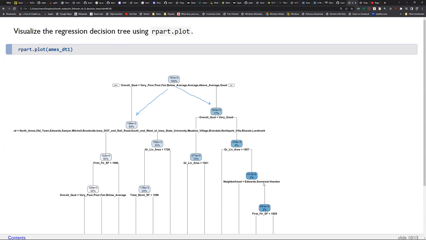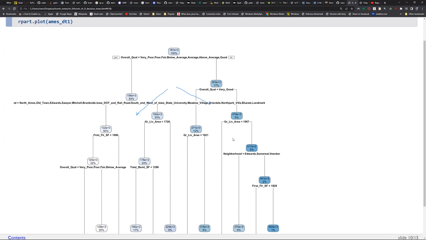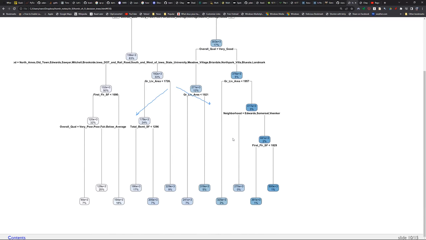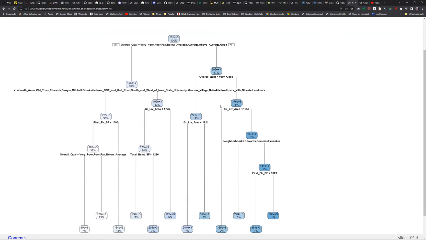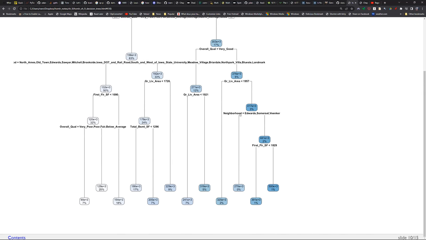And then we see another neighborhood indicator, which is the other group from this one. So we keep following the splitting of those variables, and then we reach our predictions, which are the terminal nodes. So for example, if new data comes that is very good, where the gross living area is more than 1957, does it have the neighborhood Edwards, Somerset, and Vancouver? Then we go here, and this is our prediction for that new observation.